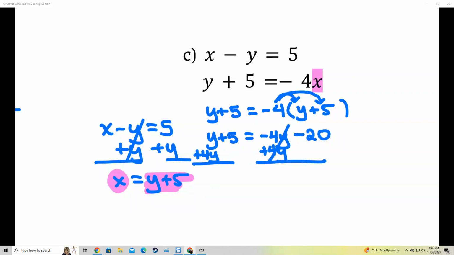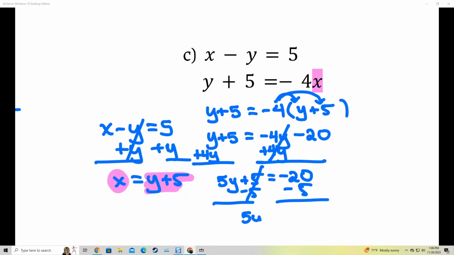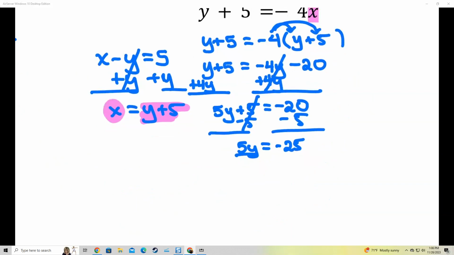These are going to cancel. I'm left with 5y plus 5 is equal to -20. Subtract 5 from each side. 5y is equal to -25. I believe we already did the hard part, guys. Divide both sides by 5. Y equals -5.